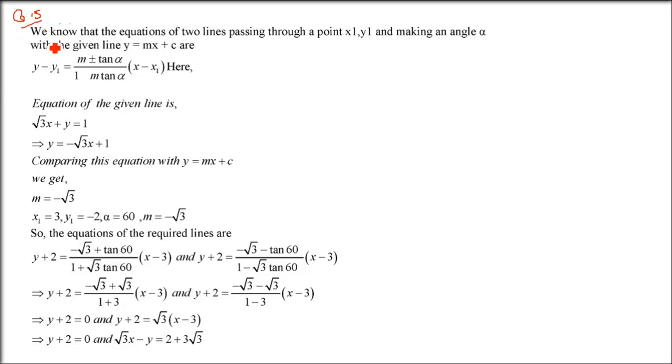Question number 5 here. Find the equations to the straight lines passing through the point 3 comma minus 2 and inclined at 60 degree to the line root 3x plus y equals 1. So exactly the same thing. x1, y1 is given as 3, minus 2 and this alpha is 60 degree, so tan 60, and tan 60 we know it is root 3. Tan 60, it's a root 3, and then we have the equation.